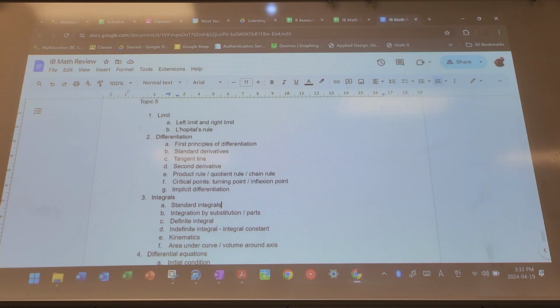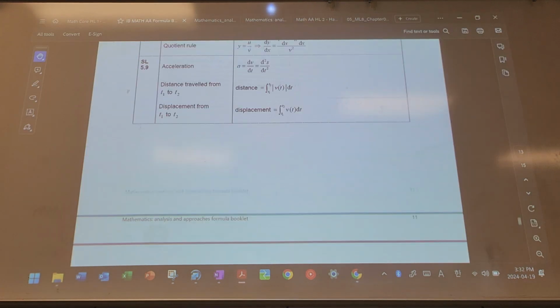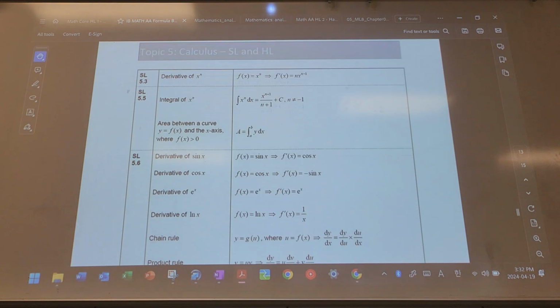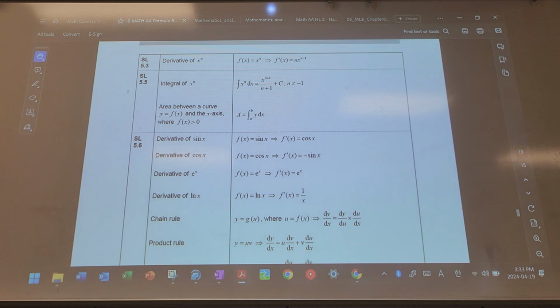Let's talk about the standard derivatives. So we already have access to most of the derivatives of regular functions like sine of x, cosine of x, e to the power of x, and also, of course, we have the polynomials, the derivative of x to the power of n. Take that as n x to the power of n minus 1.